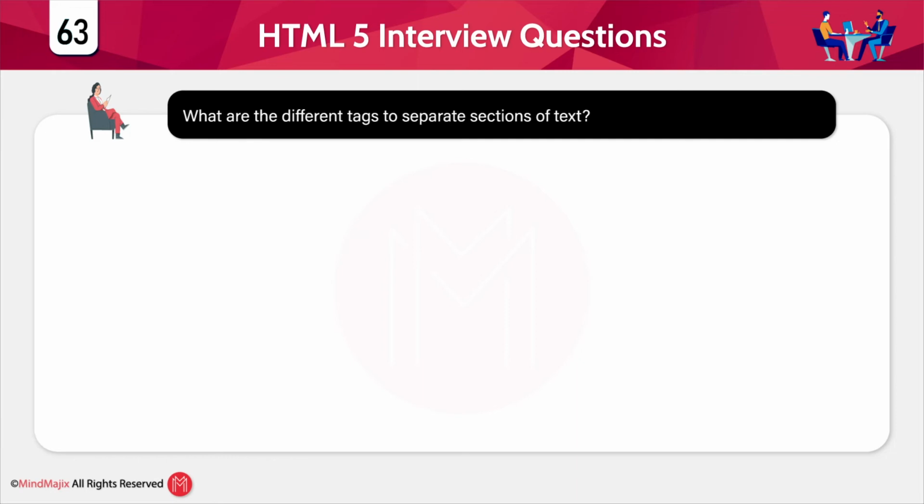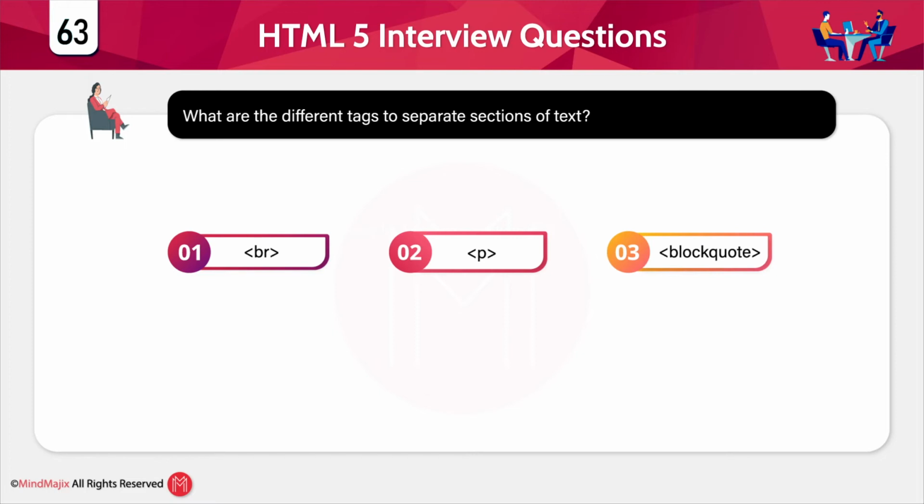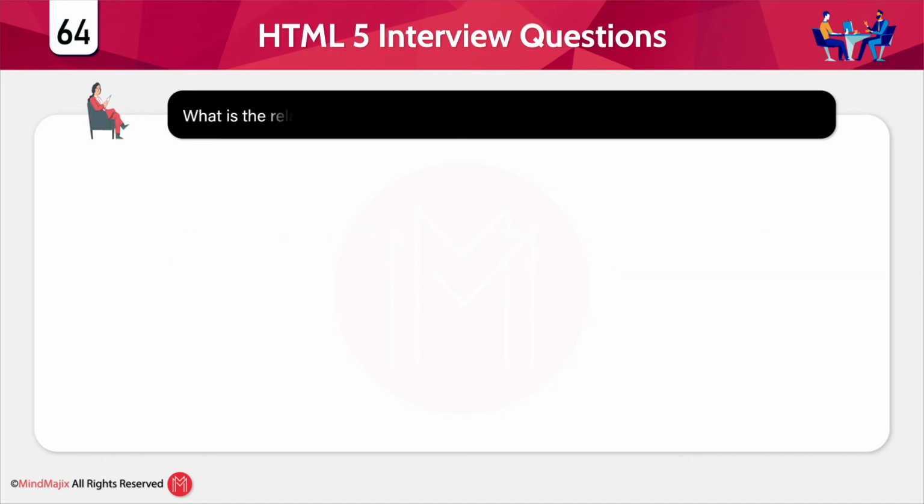What are the different tags to separate sections of text? HR tag, BR tag for line break, paragraph tag is there, and block quote is there. These are the tags using which we can separate the sections of text. Okay. What is the relationship between what? Border and rule attributes. Border and rule attributes.